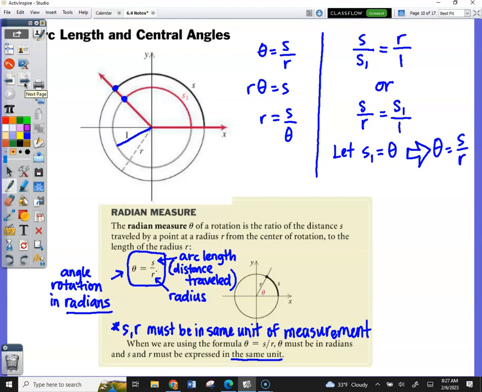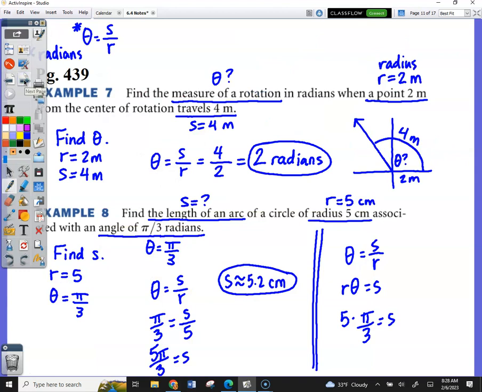This formula right here is what we learned on Friday. Theta equals S over R. S means the arc length, distance traveled. R, of course, is the radius. The stipulation was S and R need to be in the same unit of measurement, and theta needs to be in radians. The relationship comes from being able to set up a proportion, and we walked through setting it up just so you could understand where it came from.